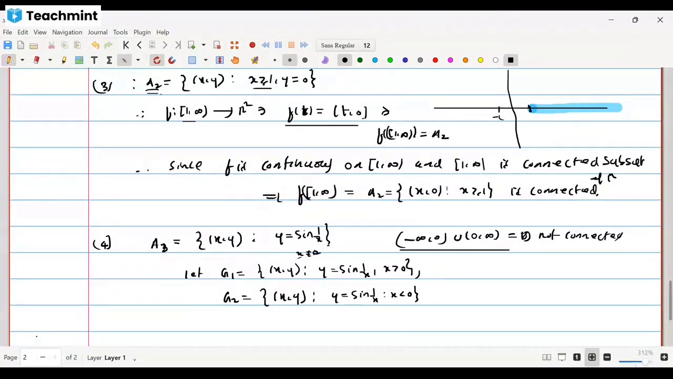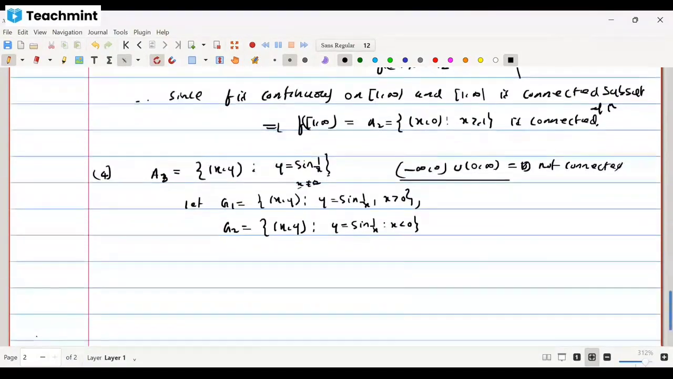So we are checking whether its image is connected or not. We cannot apply this theorem if the domain is not connected, right? Therefore, what does its graph look like? Assume that this is 1, this is minus 1. So the sine value always lies between minus 1 and plus 1, right? So its graph comes like this.